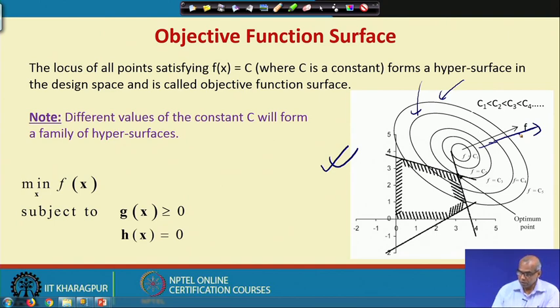I want to minimize this problem, and let us say this hatched part is my feasible region. So, the optimal solution lies within the feasible region, and say this is the point which lies in the feasible region and has the minimum value of the objective function. See, there exists this point which has even less value compared to this point, but they are outside the feasible region. So, the optimum point is this.